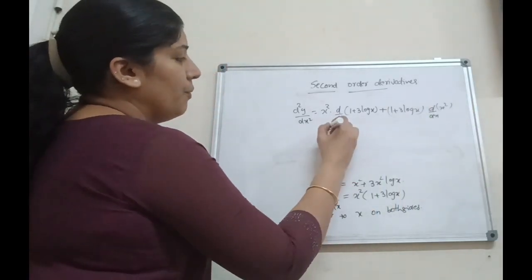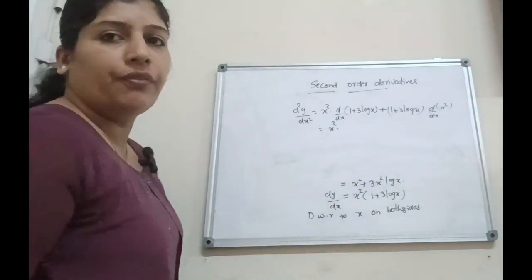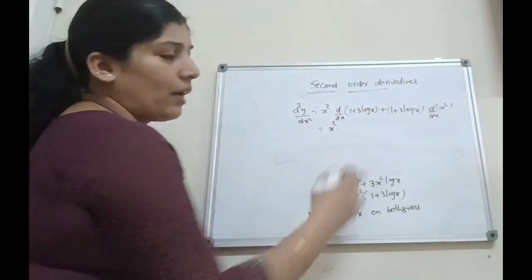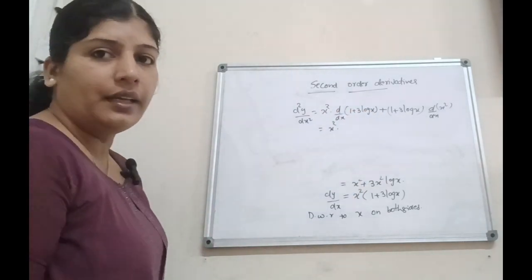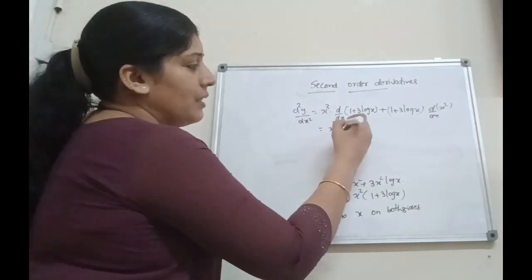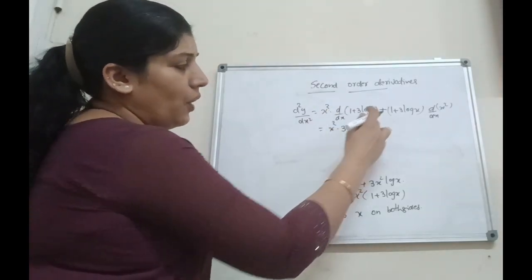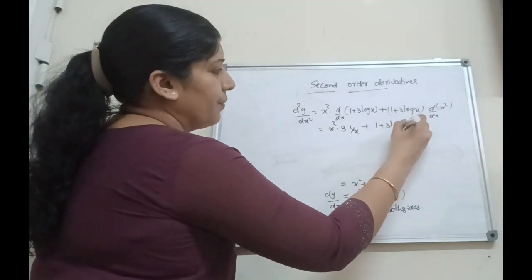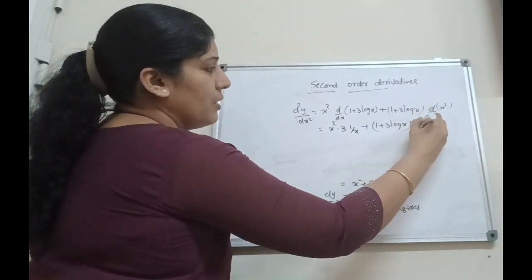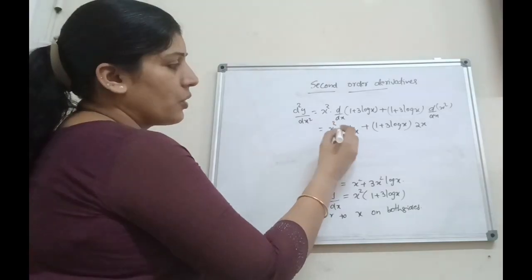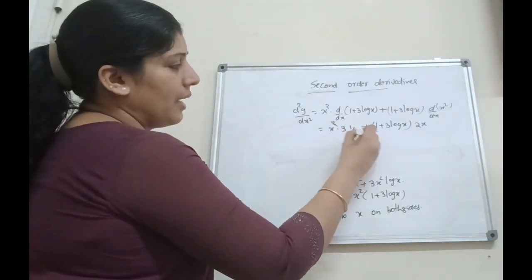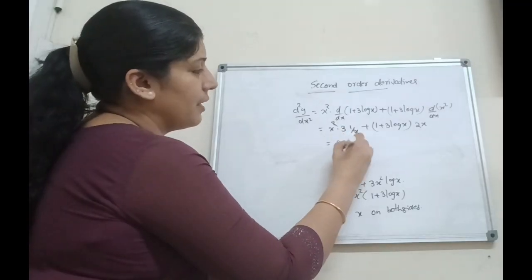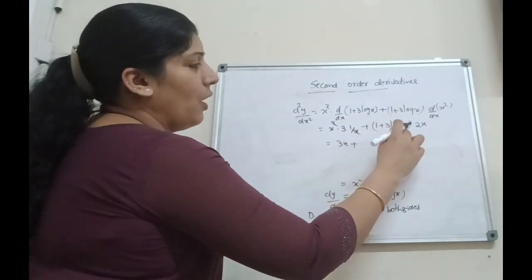That is equal to x square into d by dx of 1 plus 3 log x. That is d by dx of 1, 0. Then d by dx of 3 log x. Here 3 is constant, then take it as outside. Therefore, 3 into d by dx of log x. That is 3 into 1 by x. D by dx of log x is 1 by x plus 1 plus 3 log x into d by dx of x square is 2x. Now here x square divided by x. Here x cancelled, 1x remaining on the numerator. X into 3, that is equal to 3x plus 1 plus 3 log x into 2x.